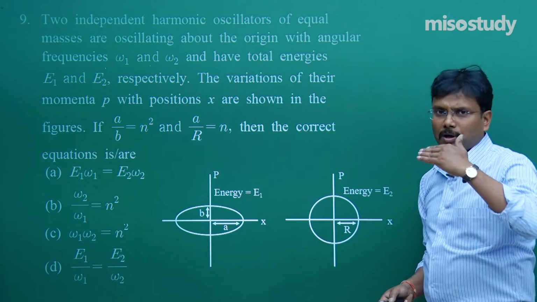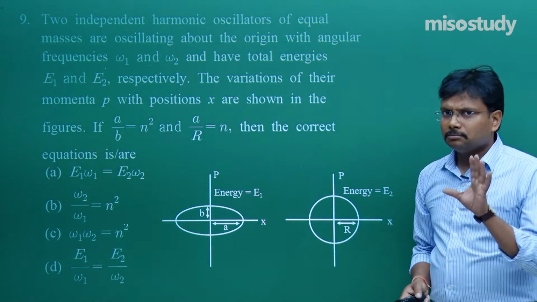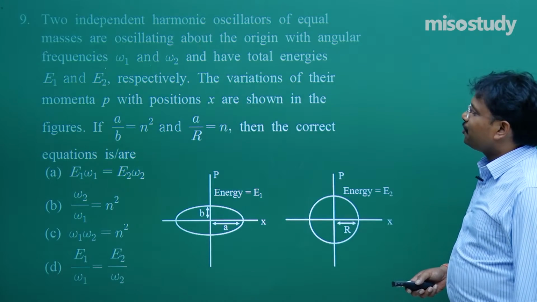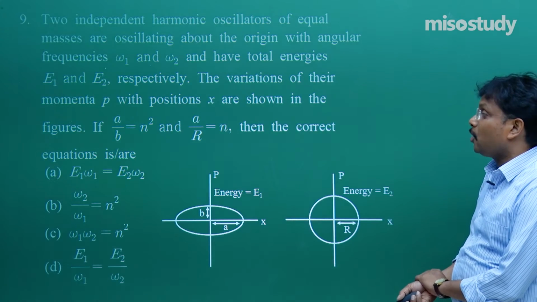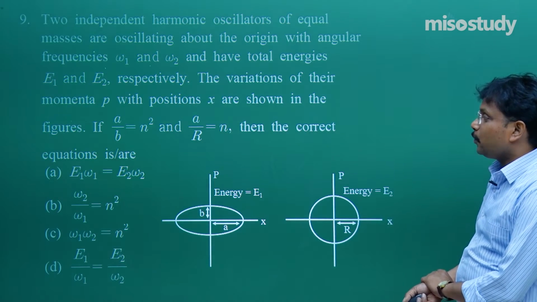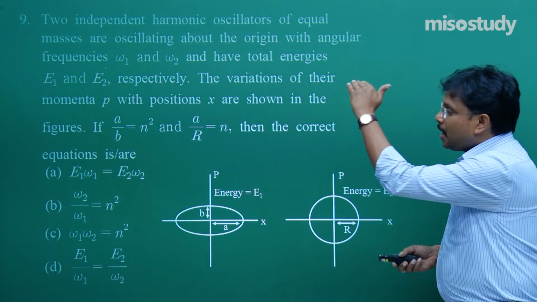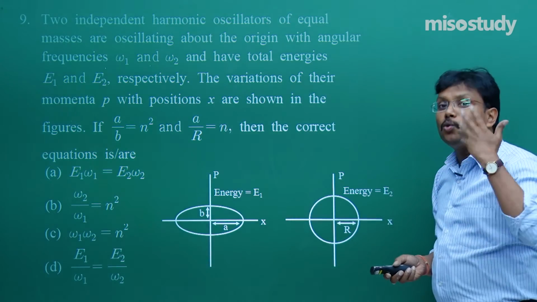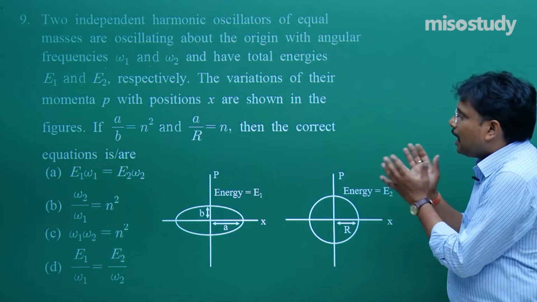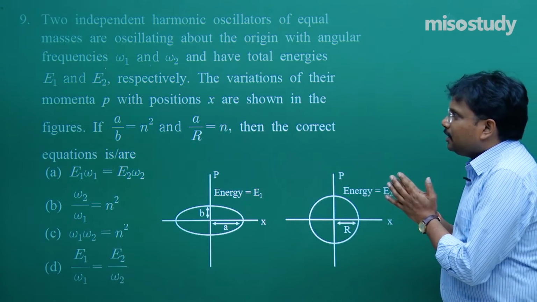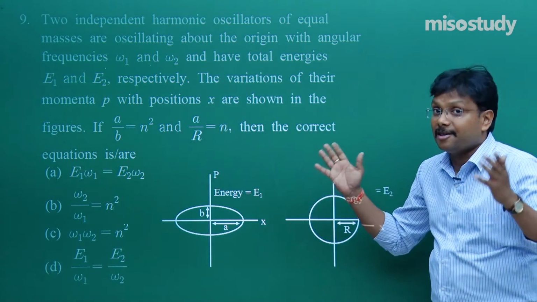So for two motions, two things are given. The variation of their momentum p with position x is shown in the figures. If a upon b is equal to n square and a upon R is equal to n, then the correct equations are which? Now this question is in the same category, maybe option 1 correct, maybe option 2 correct, something like that. This question is slightly difficult in that it is not easy to visualize what exactly has been explained.